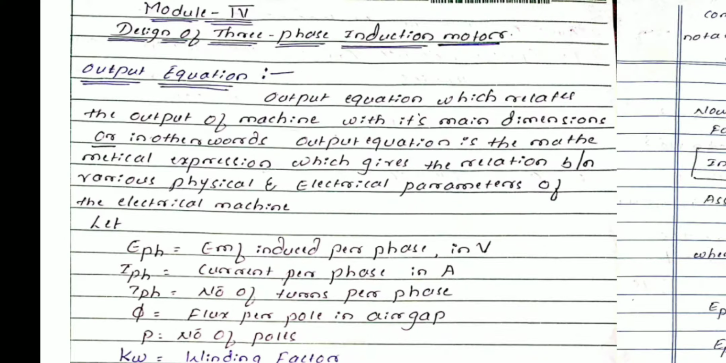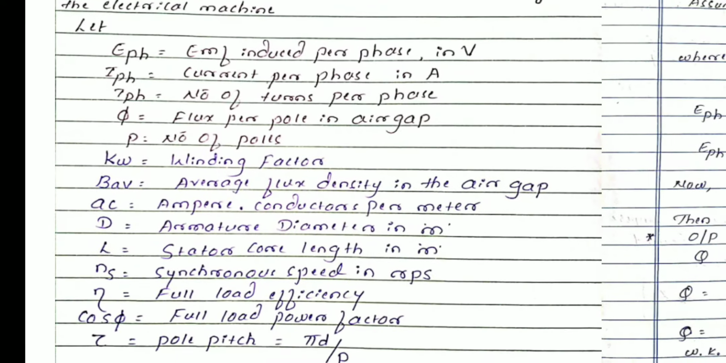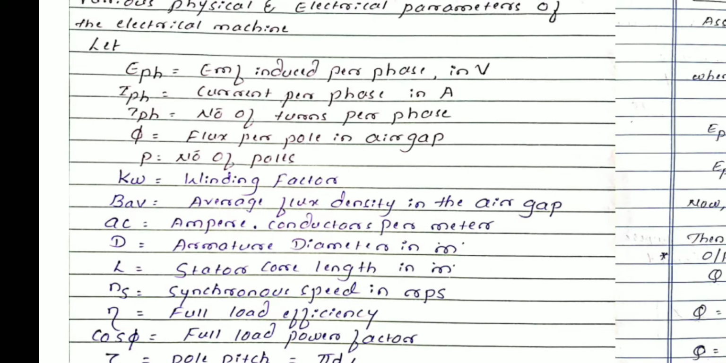So the output equation gives the relationship between the output of the machine and its main dimensions. In other words, the output equation is the mathematical expression which gives the relationship between the various physical as well as electrical parameters of the electrical machine. Before starting this derivation, let's have a nomenclature.